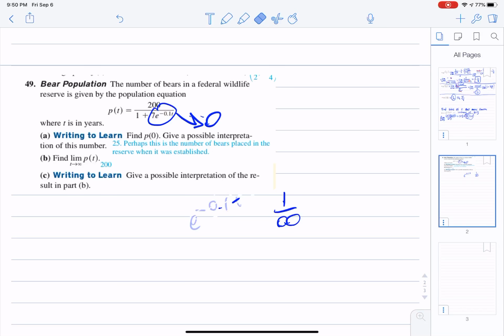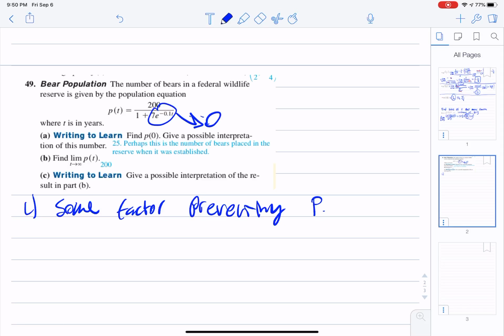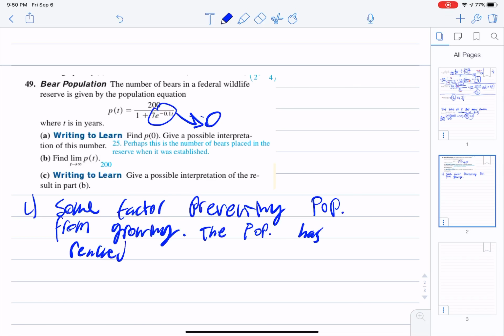And a possible interpretation of why, as the number of years goes to infinity, it goes to 200, is because there has to be some factor preventing this population from growing past 200. Another thing you could say is that the population has reached its carrying capacity.